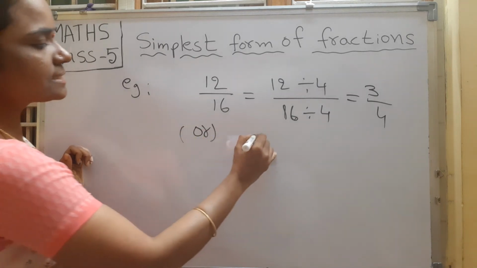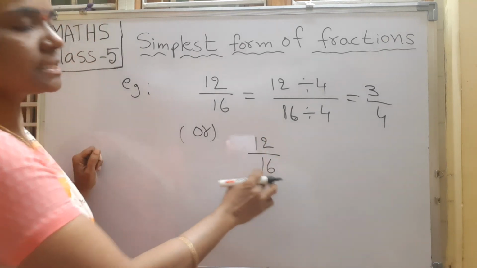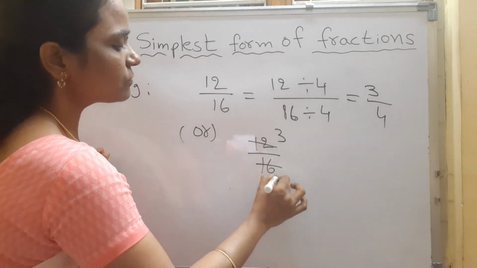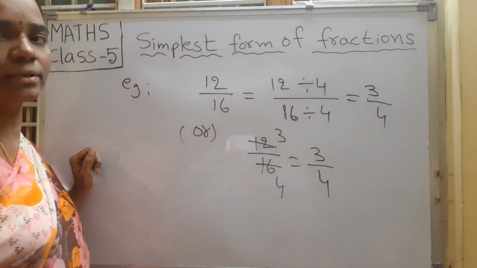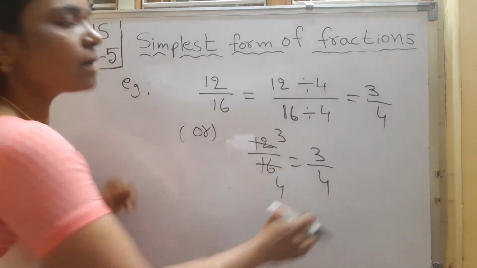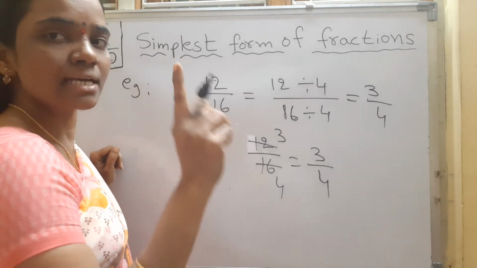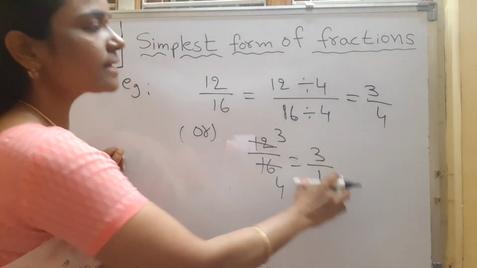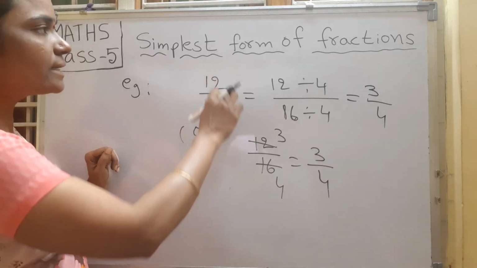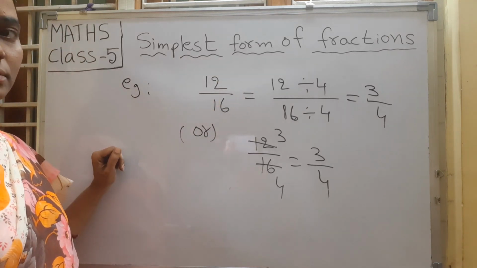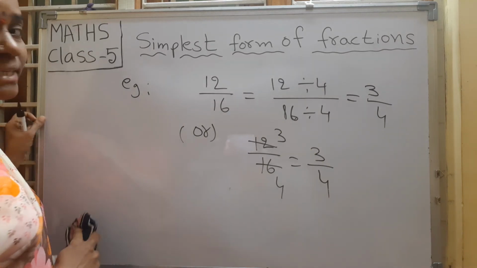Or directly you can cancel. 12 by 16, in the 4 table we will get 12 and 16 also. 4 3s are 12. 4 4s are 16. 3 by 4. Okay? Both are same only. Simplest form means the final form. So here 3 and 4 have the common factor as 1. Furtherly we can't simplify them. So this is the simplest form of the given fraction, or the final form of the given fraction. Understood, children? Yes. Take another example. Note it down first.